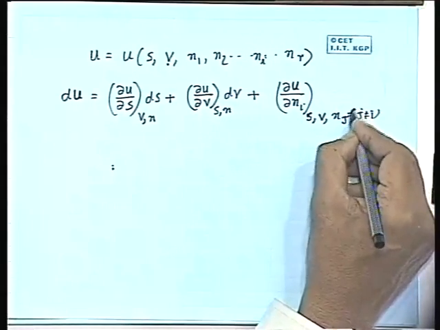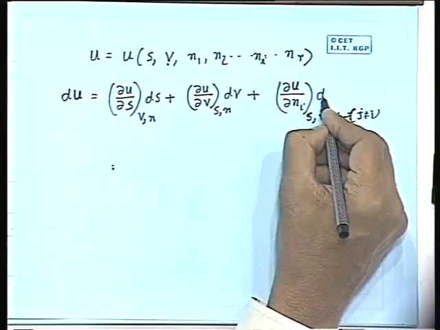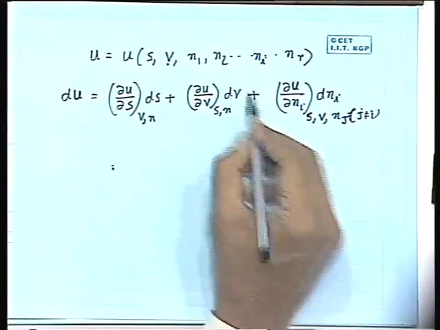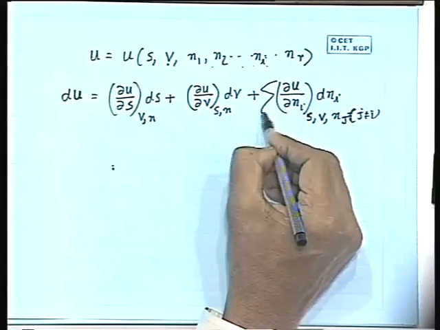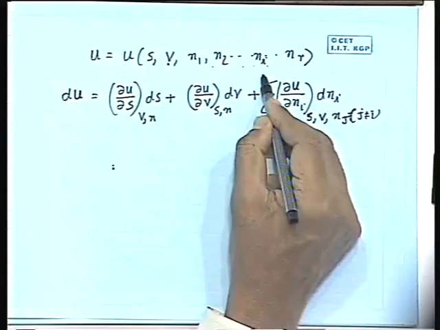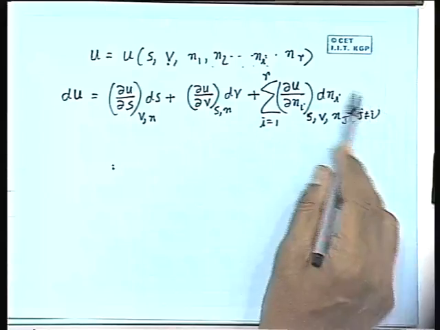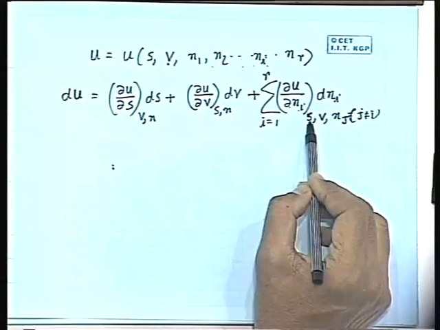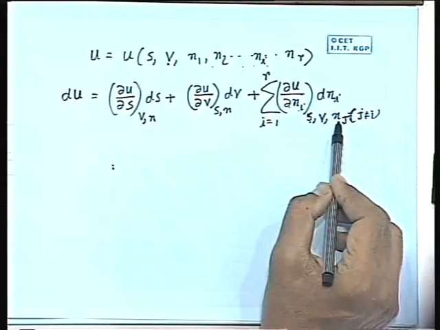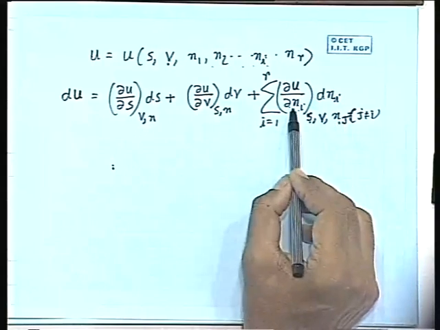Well, this is for this dni, and this is valid, and this has to be done for all the constituents. So, this is the sum of this, i equal to 1 to r. So, you see an additional term, that is del u del ni dni at constant s, constant v and constant number of moles except this one.